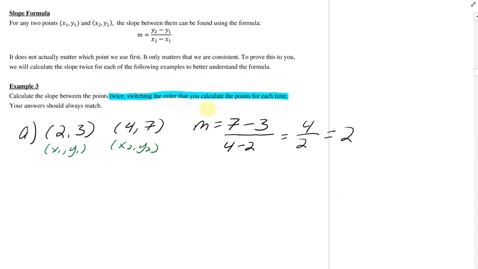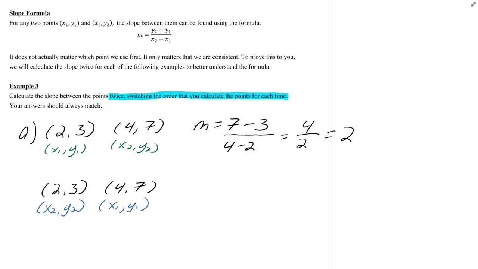Okay, so here's the first way, but here's what I want to show you. It does not matter which point you call x1, y1 or x2, y2. Now I want to calculate this one more way, just to prove this point to you, because this is very important. People sometimes get confused with this, and then they make things harder than they need to be. So now I'm going to call this my x2, y2, and I'm going to call this my x1, y1.